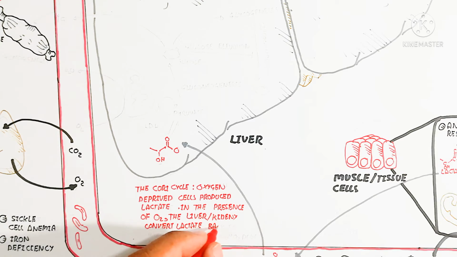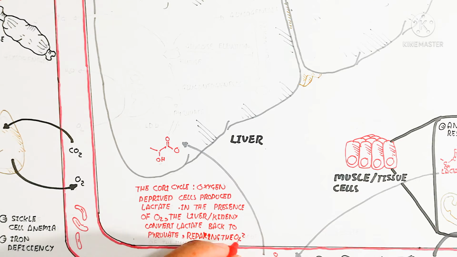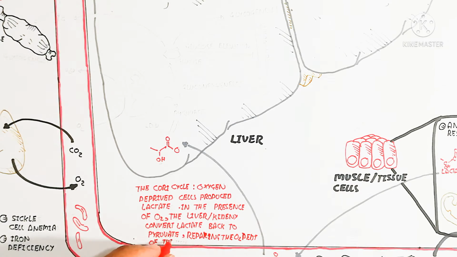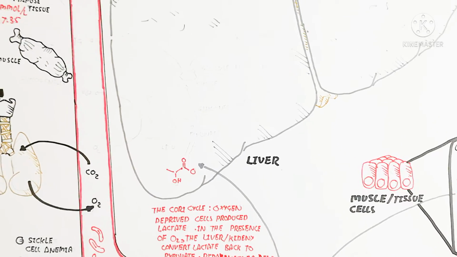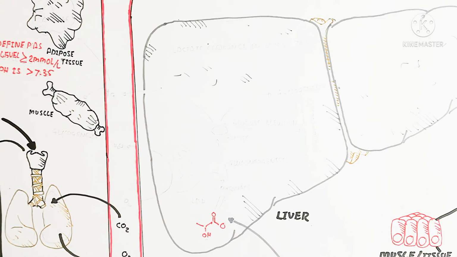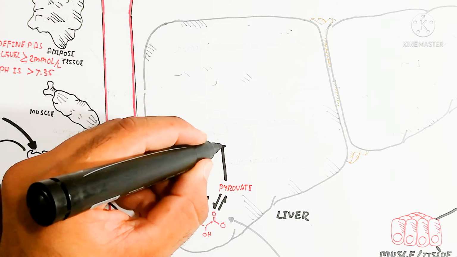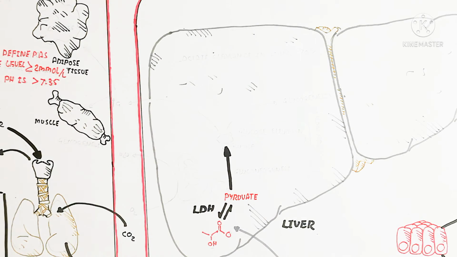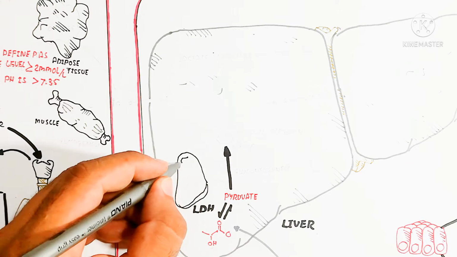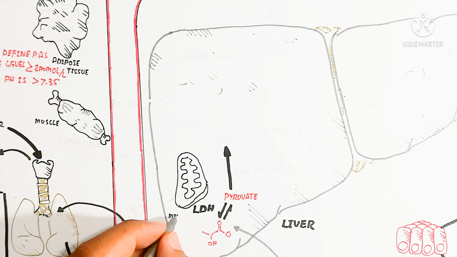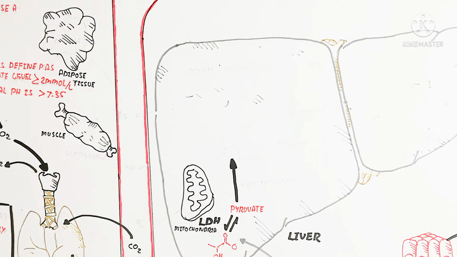The Cori cycle we will discuss here is in the liver hepatocyte. The oxygen-deprived cell produces lactate. In the presence of oxygen, the liver and kidney convert lactate back to pyruvate, repairing the oxygen debt of the tissue. So oxygen will repair again, and we will discuss the resolving of the lactate. Anyhow, the kidney plays the same function as the liver.